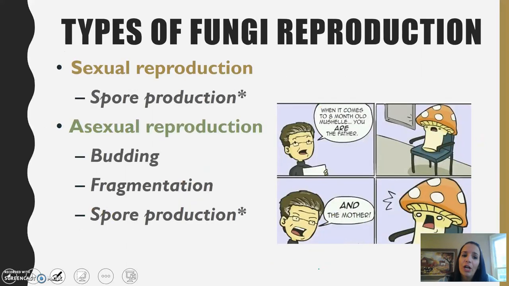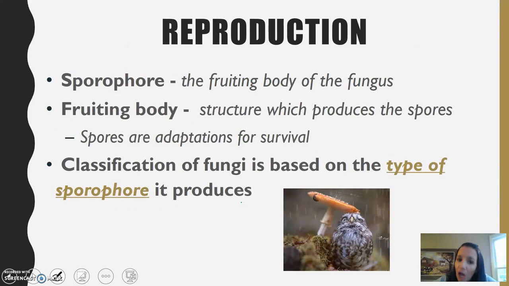So in terms of reproduction, fungi once again can reproduce sexually or asexually. So spore production, if you'll notice, I put a little star there, is both asexual or sexual reproduction. But asexually, fungi can also reproduce via budding, which we'll talk about in more detail, and fragmentation. When we talk about reproduction, the most important thing is the structures. How do they do it?